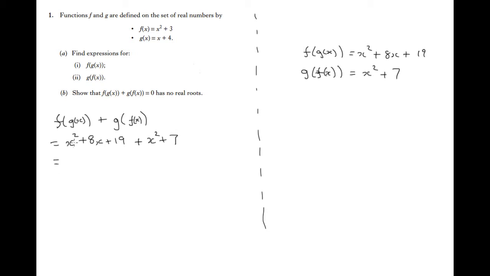So a little bit of tidying up. There's a couple of x squared terms there. 8x, and then a 19 and a 7 is 26. So we get a nice quadratic expression for this. It's an equation. This thing is equal to 0. Therefore, this is equal to 0. And we're asked to show that this has no real roots.